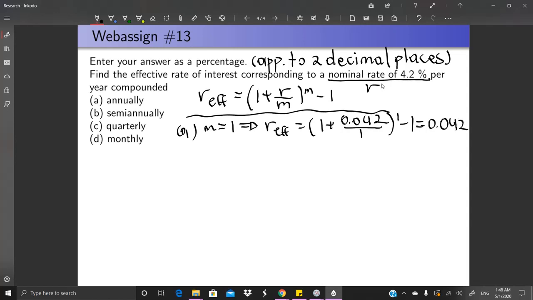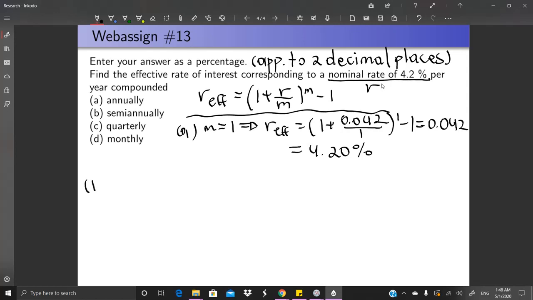And if you understand the definition of effective rate of interest, hopefully that makes sense, right? If we're doing it annually, well, that's exactly the same thing that you started with. But we expected for parts B, C, and D, semi-annual, quarterly, and monthly, that maybe we get a different number, right? It just so happens that if you're talking about effective rates when compounded annually, that's the same thing as the nominal rate you started with, which is why we still get 4.20%, since it says to round to 2 decimal places.